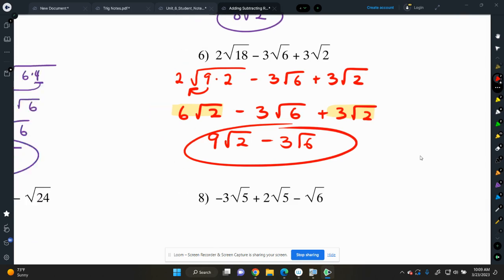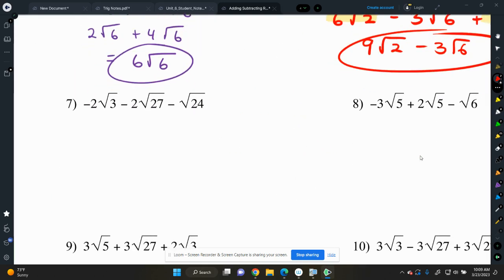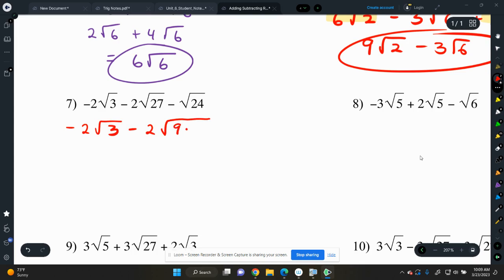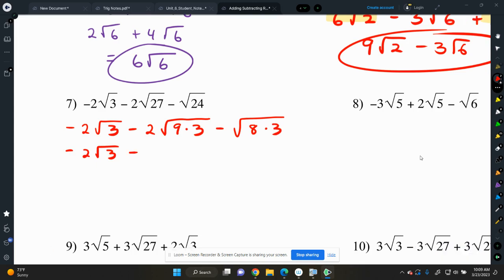Okay, Ava, how about number 7? Yeah, so simplify 27 to 24. Good. And how did you simplify the 27? 9 and 3. Okay. And the 24? 8 and 3. Okay. So let's see here. When we simplify this, what happens? I get 3. Okay, so then we bring that 3 out. And we have 6 outside there, right? Okay, how about this one, the 8 and 3?